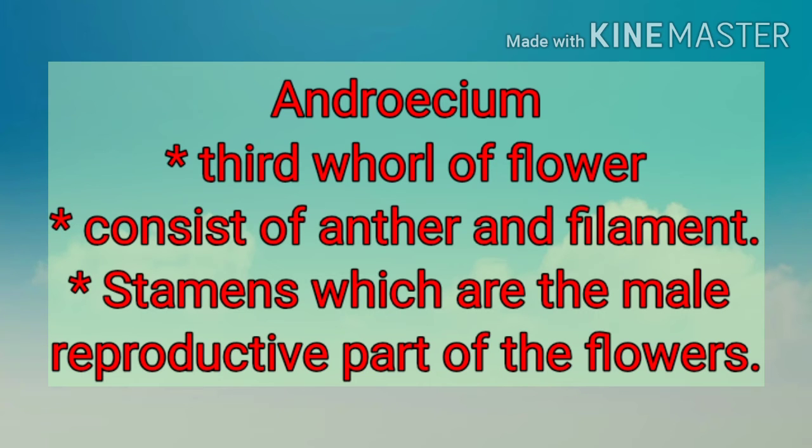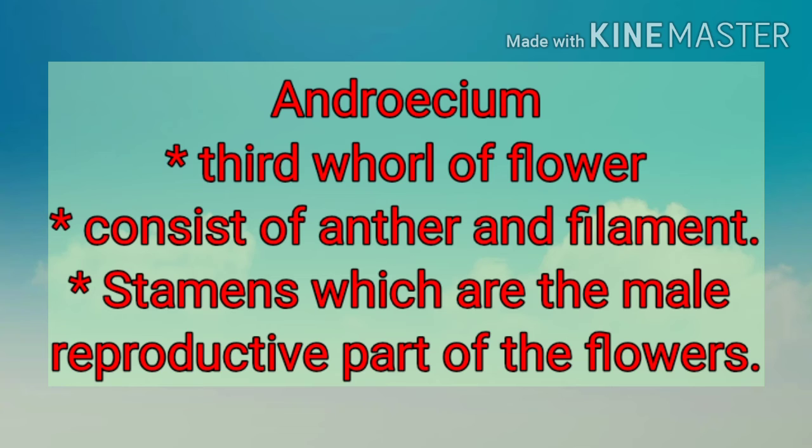Now we discuss about androecium. Androecium is the third whorl of a flower. It consists of stamens, which are the male reproductive part of the flower. Stamens may be free or joined. A stamen has a thin stalk-like filament with an anther at the tip.